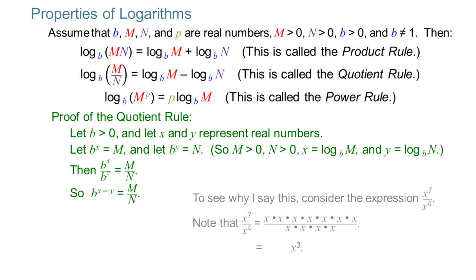To see why I say this, let's consider the expression x to the 7th divided by x to the 4th. Note that x to the 7th is equal to x multiplied by itself 7 times, and x to the 4th is equal to x multiplied by itself 4 times. Since I can reduce this fraction by canceling 4 x's from both the top and bottom of the fraction, I can say that x to the 7th divided by x to the 4th is equal to x to the power of 3. Take a moment, study this example, and notice how I can apply the thought process that I used in the example in gray to the equation in green.